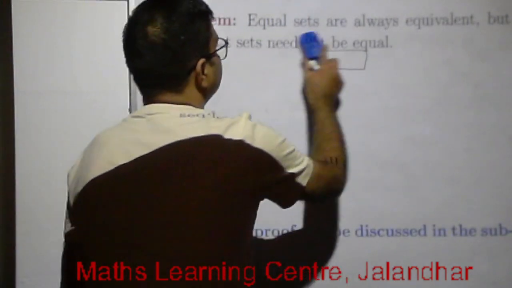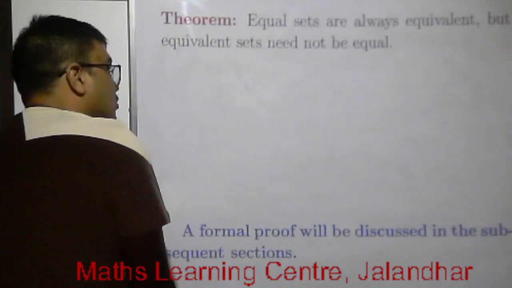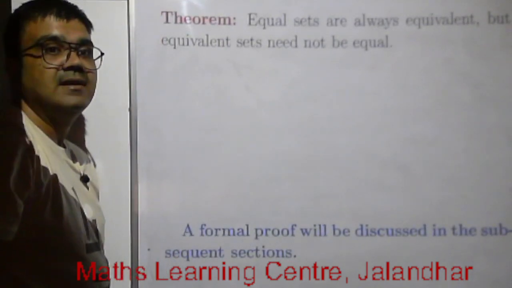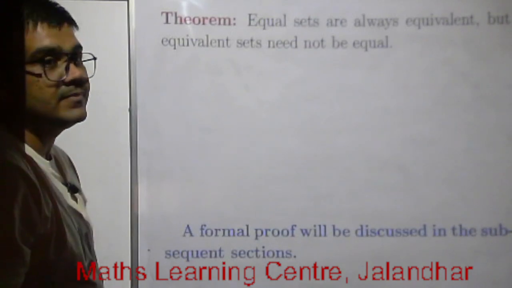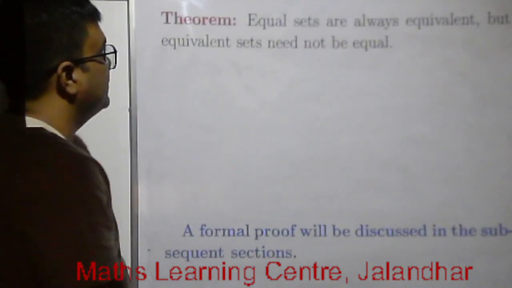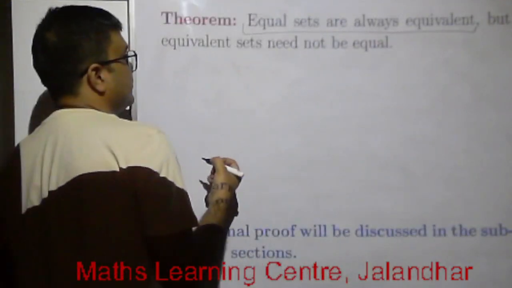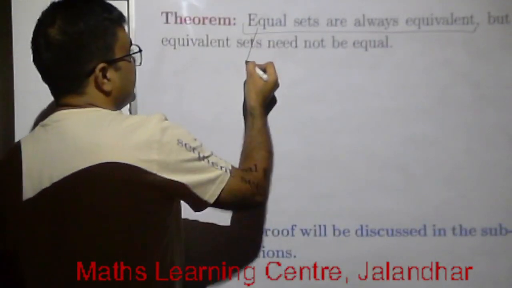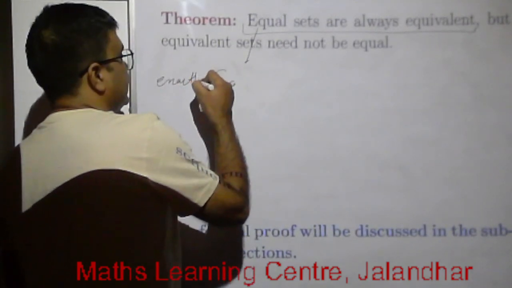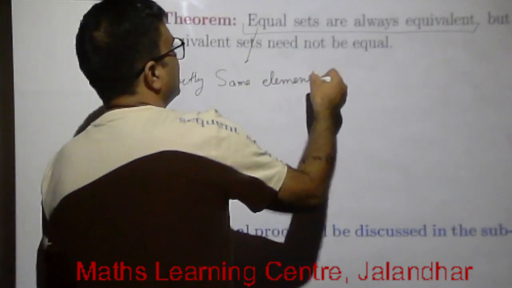It says equal sets are always equivalent, but equivalent sets need not be equal. So in the first part, we are going to talk about why equal sets are always equivalent. The definition of equal sets that we have is that they have exactly the same elements. I am not talking about the formal proof.